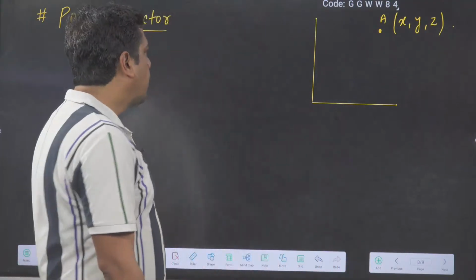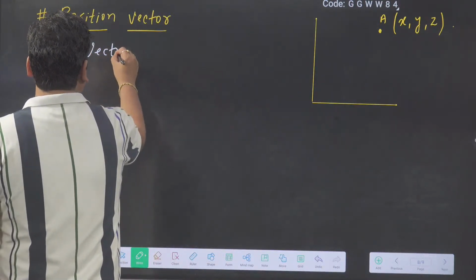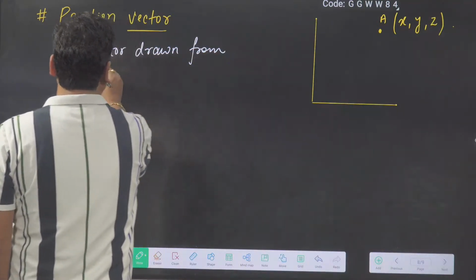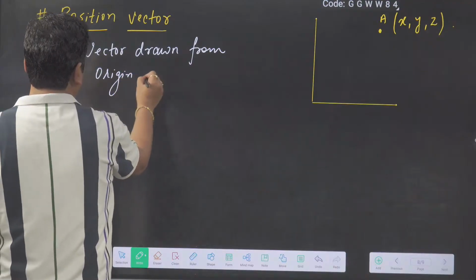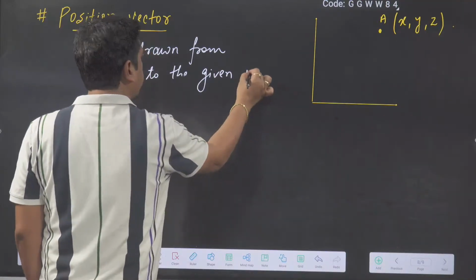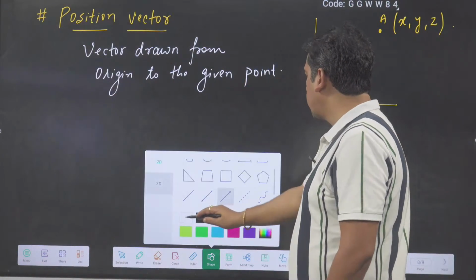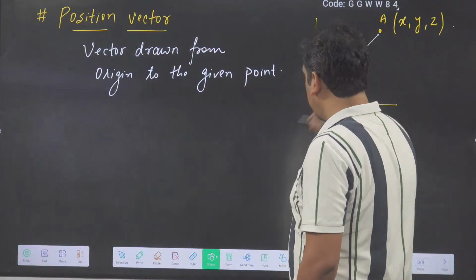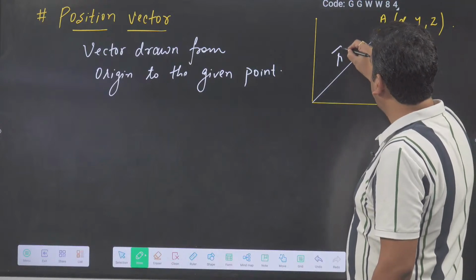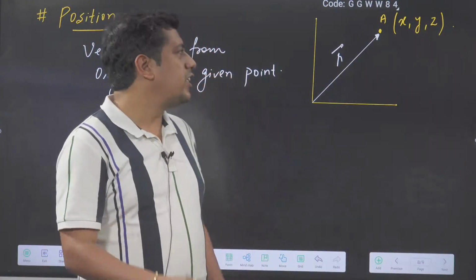So first of all, position vector is the vector drawn from origin to the given point, whose position vector we are trying to find. From origin to the given point. Please understand, don't draw opposite. Vector drawn from origin to the given point, we call it position vector. This vector will tell you where the object is situated.